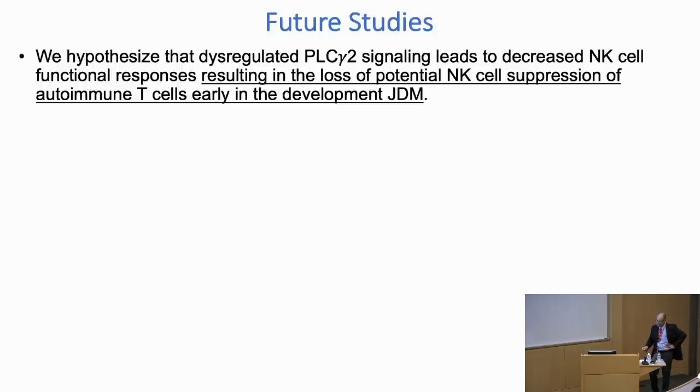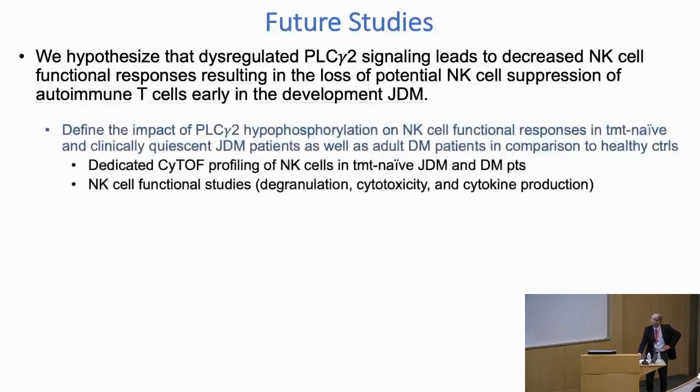In the few remaining minutes, I'm going to talk about some of the exciting future directions we want to pursue to nail this down. We want to define the impact of PLC gamma 2 hyperphosphorylation on NK cell functional responses in treatment-naive and clinically quiescent JDM patients, as well as adult DM patients, in comparison to healthy controls. I strongly suspect we're going to see similar things in adult DM, but we haven't tested it yet.